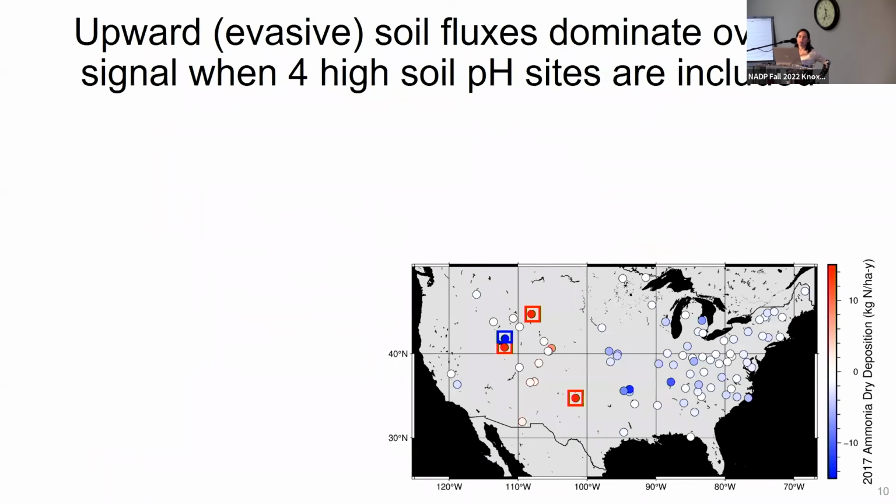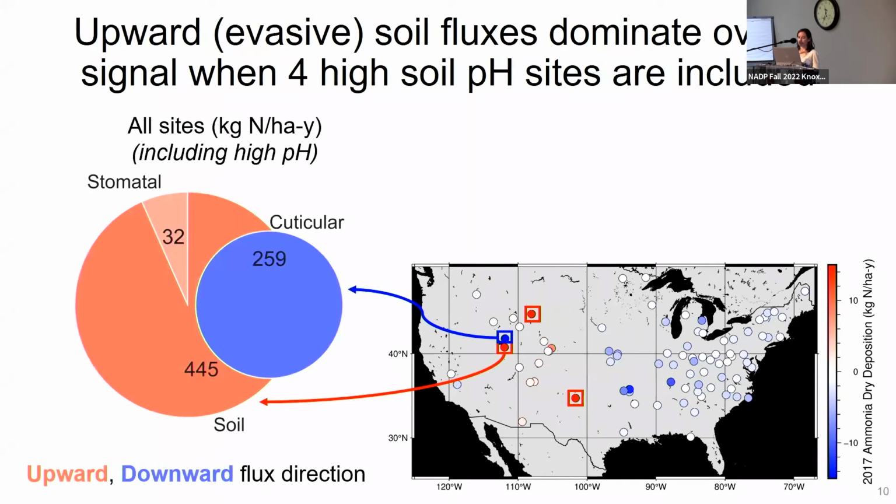Okay, and so one thing we find when we try to break the total annual fluxes into the component pathways is that it seems there are a few sites out west that dominate the overall signal when they're included, and so I've highlighted them with boxes in the map that we saw a few slides ago on the lower right. So here I'm showing a breakdown of the soil, stomatal, and cuticular flux pathways as they contribute to the total annual budget across AMON.